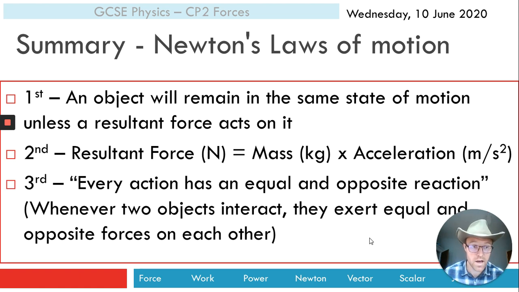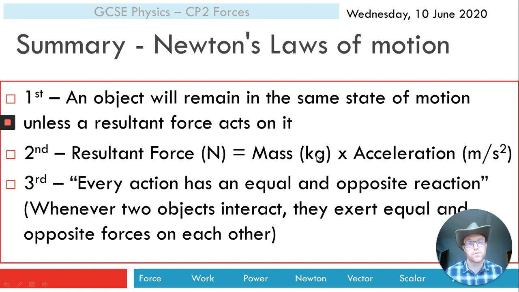Okay, we're there. We're finished. Quick summary. Well, we've got a few extra little questions to do, but quick summary if you haven't got one of the laws, Newton's 3 laws. The first law: an object will remain in the same state of motion unless a resultant force acts on it. I.e., if it's stationary, it will stay stationary. If it's moving at a constant velocity, it will stay moving at a constant velocity. If a resultant force acts on it, it will accelerate in the direction of the resultant force. Newton's second law, F equals ma.